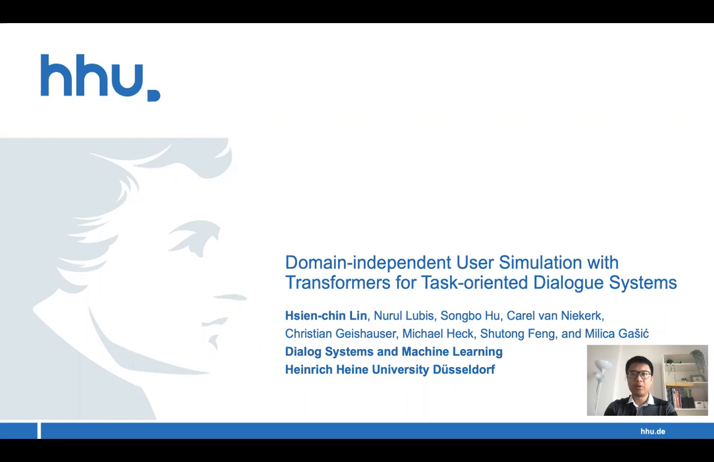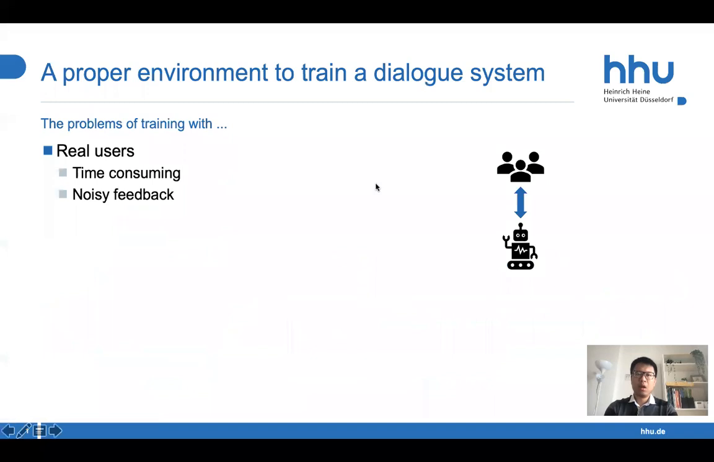Today, I would like to talk about domain-independent user simulation with transformers for task-oriented dialogue systems. How do you find a proper environment when you want to train a dialogue system by reinforcement learning? Training systems with real users is time-consuming, and optimizing systems with noisy feedback from real users is unstable.